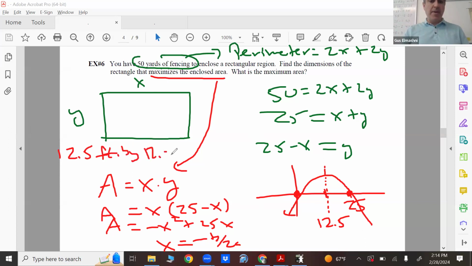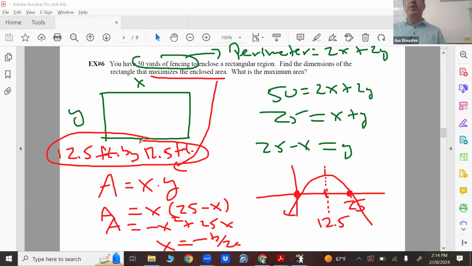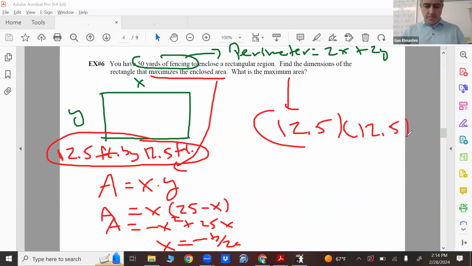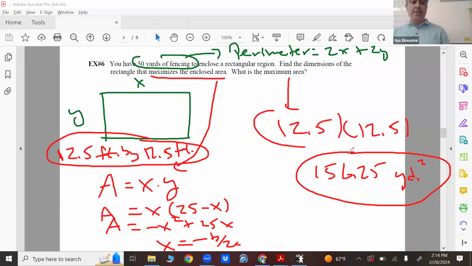It would be a square that does maximize the area. Yes, 100% correct. Doesn't matter, a square is a rectangle, a special rectangle. That's all geometry, right? And it's been a couple years. And your area, whatever 12.5 times 12.5 is, 156.25 square yards. You should give the units also. Yes, a square does actually maximize the area.